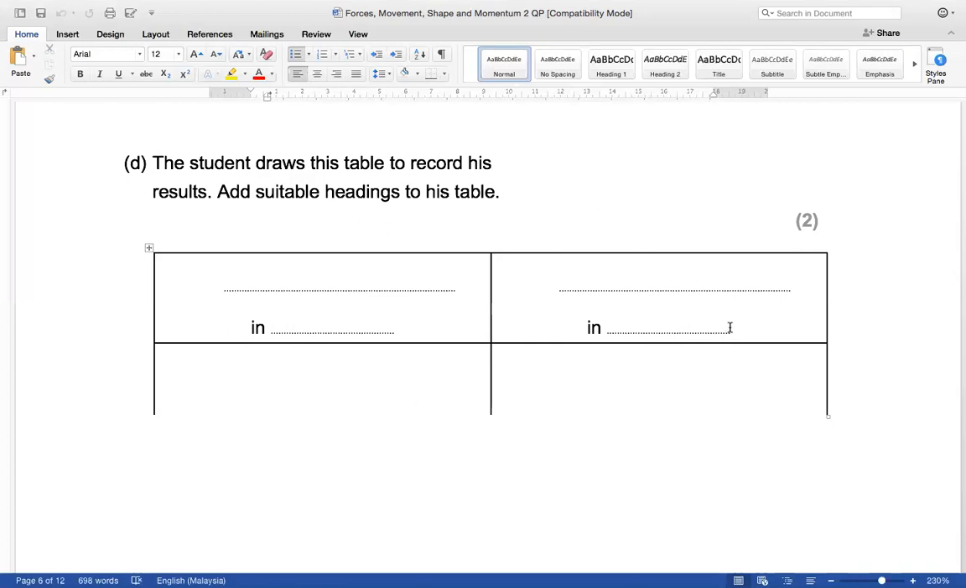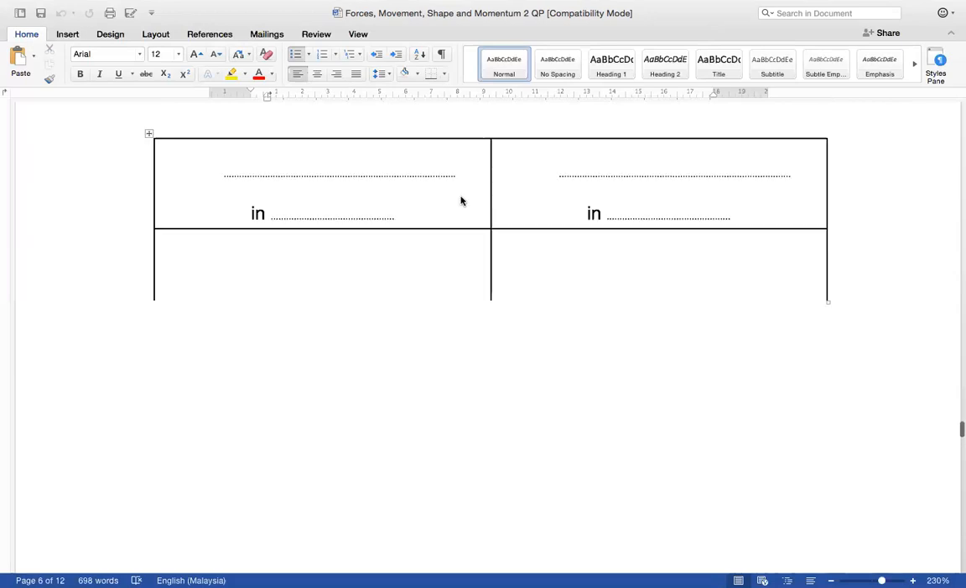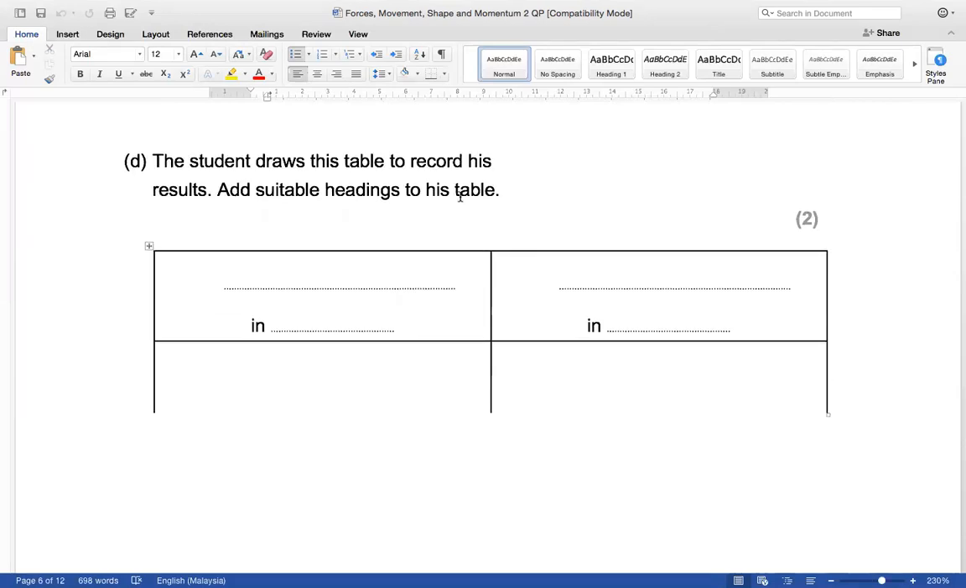And what is the other side? What am I measuring? Time. Okay, time taken for cupcake case to fall in seconds, and then bracket s. You must always put the unit in a graph, in a table.